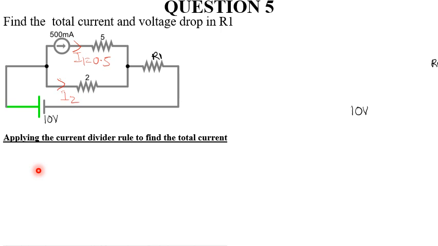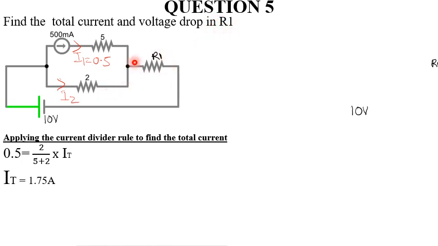So apply the current divider rule to find that. Write it as 0.5 equals the opposite resistor 2 over 5 plus 2 times our total current. Then we simply do our normal mathematics to find IT. So IT, the total current flowing through the whole circuit, is 1.75 amps. After we found this, the next stage is to find the voltage drop across R1.